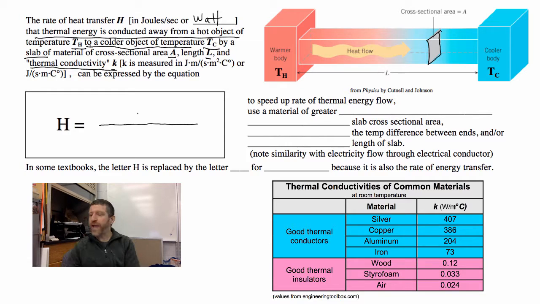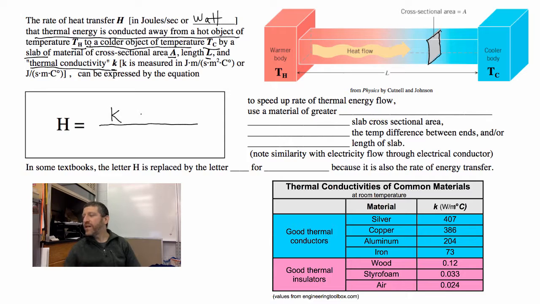I'll give you a hint. Will K go on top or the bottom of this fraction? Thumb up for top, thumb down for bottom. K is going to be right on top there. It's a lowercase k. That is on top. The higher the thermal conductivity constant, the faster energy will transfer.